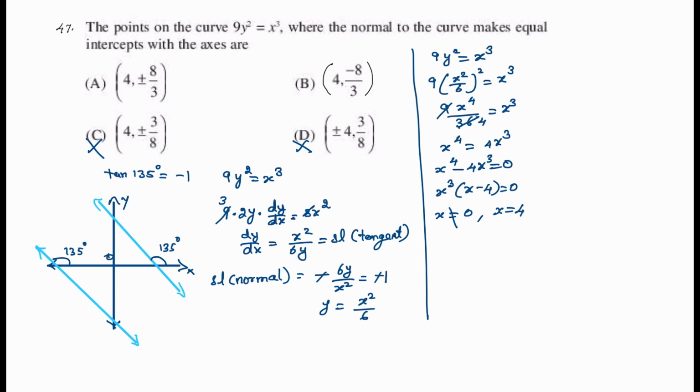See the options. X coordinates are 4. So x is 4. Let us find the y coordinate by substituting in the curve equation. X cube is 4 cube, which is 64. Y square is 64 upon 9. Y will be plus or minus 8 over 3. Here negative y is not possible, so it takes the positive value 8 by 3. Therefore, the point of contact is 4, plus 8 by 3. Here the option A should be plus 8 by 3. So A is the correct option.